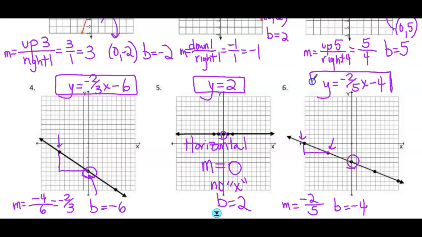And that is how you write an equation in slope-intercept form given a graph. You have to know the slope. You have to know the y-intercept.